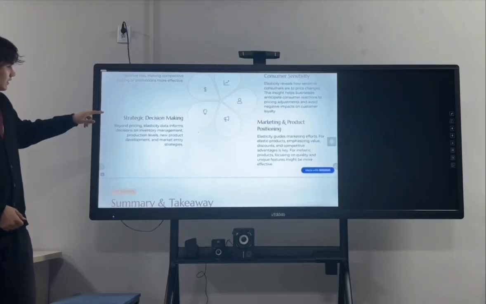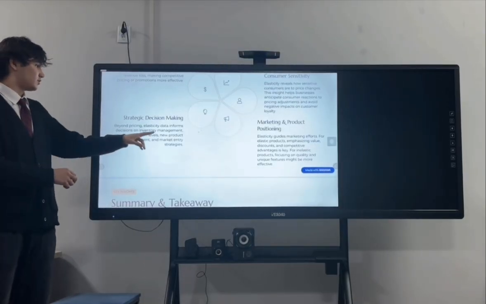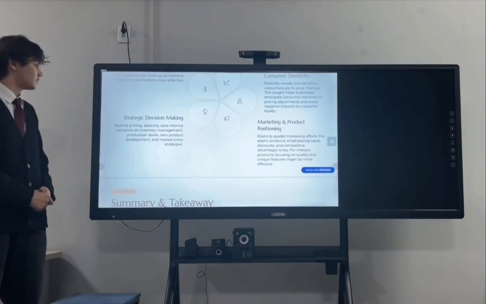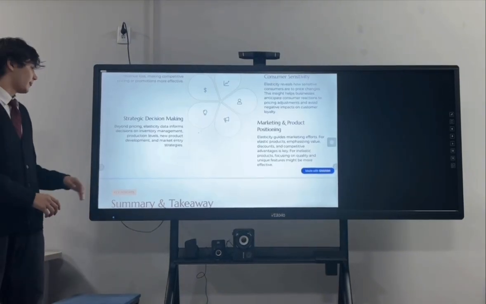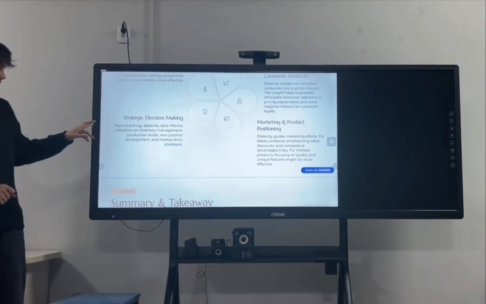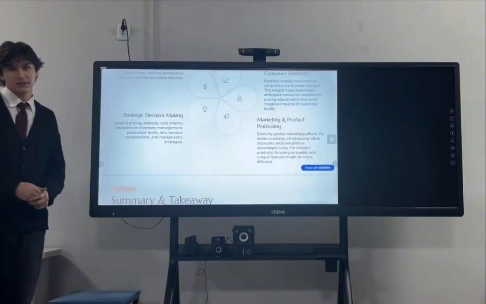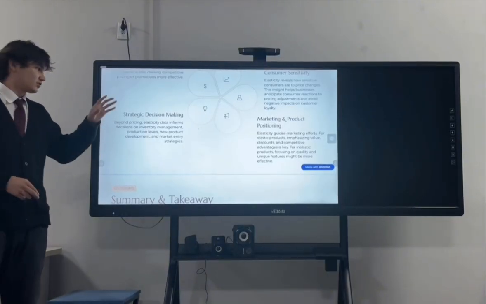Strategic decision making. Beyond pricing, elasticity data informs decisions on inventory management, production levels, new product development, and market entry strategies. So, in clear words, we can say that beyond pricing, it's clear that data informs decisions on management and other things. So, we should know how to use our elasticity in strategic decision making.